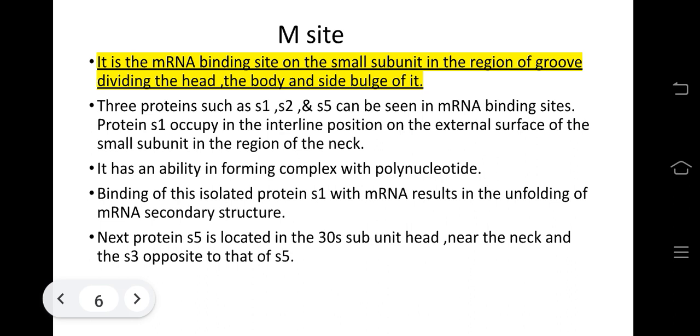Then the M site. It is the mRNA binding site in the small subunit, in the region of the groove dividing the head, the body and side bulge of it. 3 proteins called S1, S2 and S5 can be seen in the mRNA binding site. Protein S1 occupies an interline position on the external surface of the small subunit in the region of the neck. It has an ability to form a complex with polynucleotide. Binding of this isolated protein S1 with mRNA results in unfolding of mRNA secondary structure. Next, protein S5 is located in the 30S subunit head near the neck, and the S3 subunit is opposite to that S5.